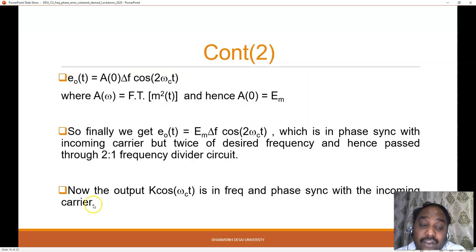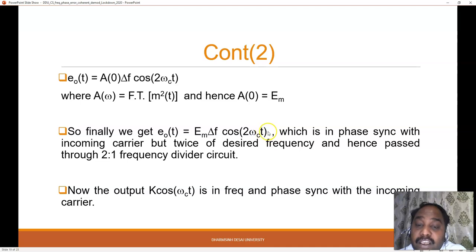Now what is this A of 0 that you can see? A of omega, we said, is the Fourier transform of m square of t. So A of omega is the integration from minus infinity to plus infinity of m square of t e raised to minus j omega t dt. If you take omega equal to 0 on the left-hand side, on the right-hand side you will get the integration of m square of t dt, because e raised to 0 is 1. So A of 0 is nothing but the energy of the message signal itself. So this will be Em cos 2 omega ct.